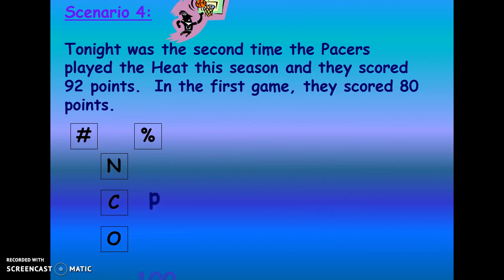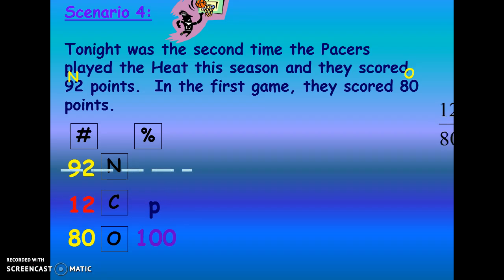In the final scenario, we're starting with that P over 100. Our original was 80, and then the new was 92. Remember, we already had these labels. The difference between these two numbers is 12, and we're going to cross out that top row because there's nothing on the right side of N, so we can ignore it. Our resulting proportion is 12 over 80 equals P over 100.